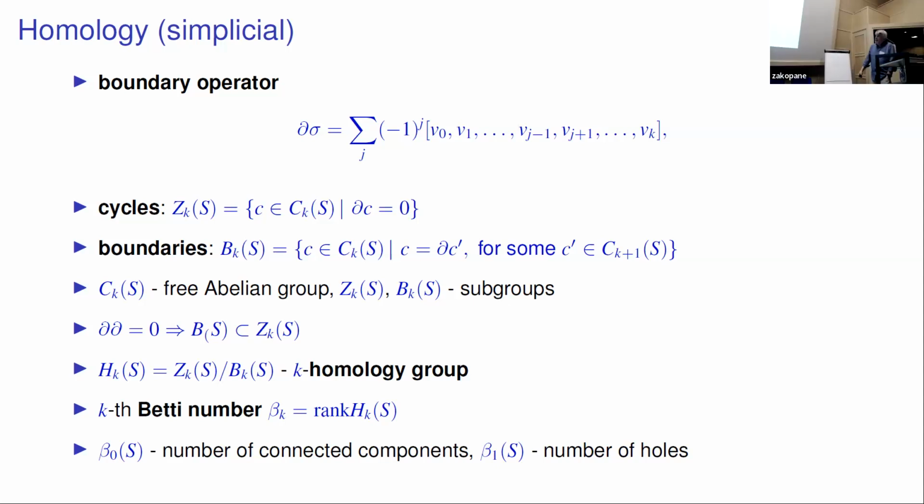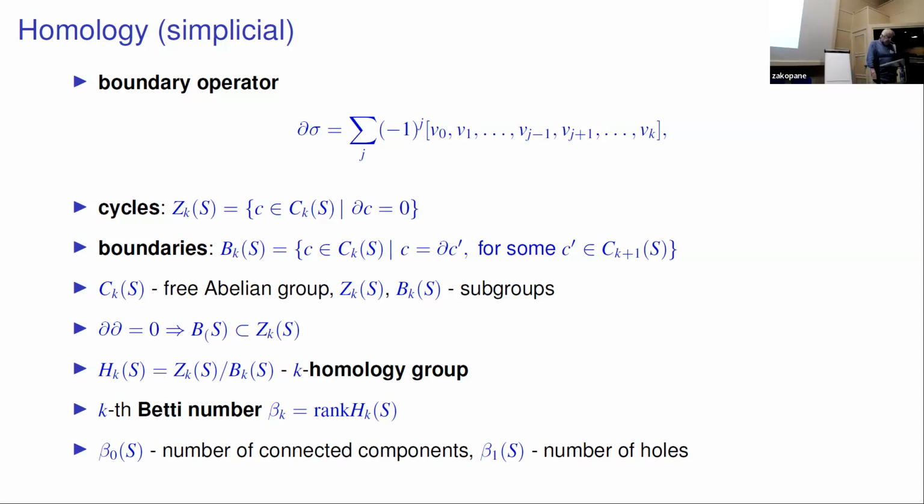Upon that you can construct cycles and boundaries as usual, and because this simplicial complex is a free abelian group and these are subgroups, moreover, one is a subgroup of the other. So sorry for the mistake here. So this is the k-th homology group, and the Betti number is the rank of this group. If you stay in this module picture, this is a basis.